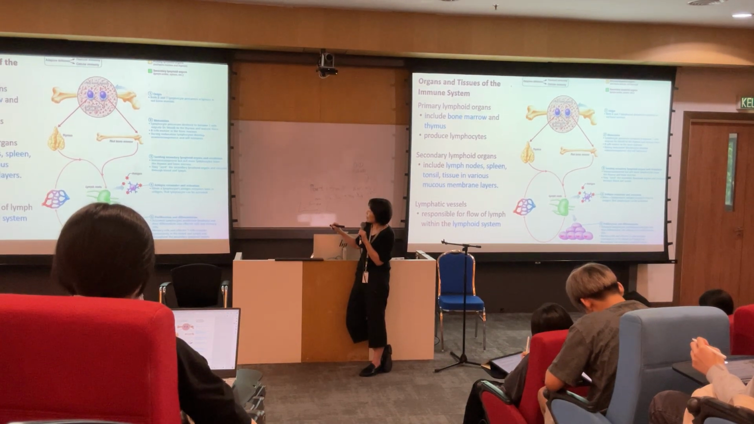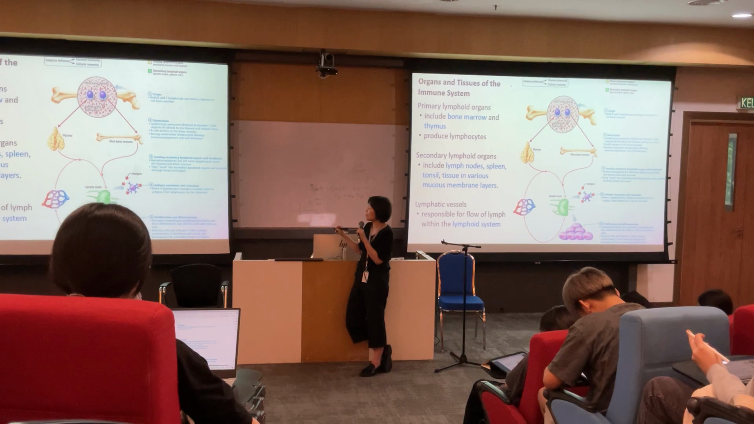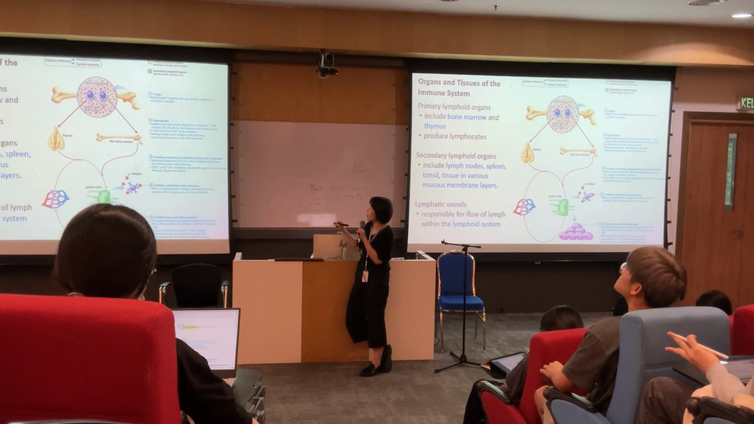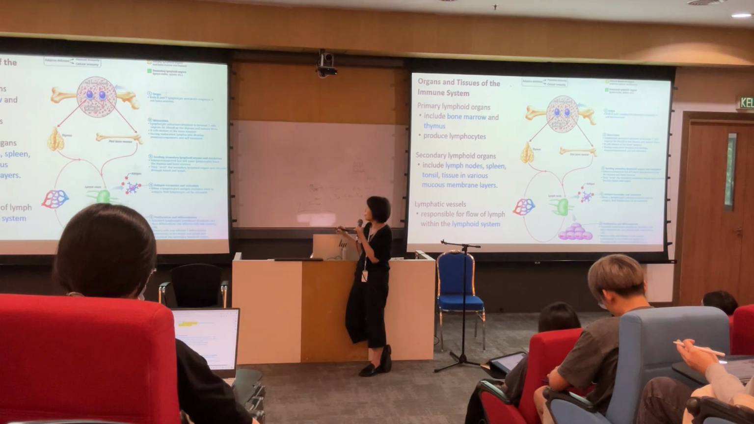Now, you will have to see this one as well, the lymphatic vessel. The lymphatic vessel is how the lymphatic system connects to the immune system. It is very important because some of the antigen-presenting immune cells, and also the pathogens, are transferred to the secondary lymphoid organs through the lymphatic vessel. So the lymphoid system is considered part of the immune system.